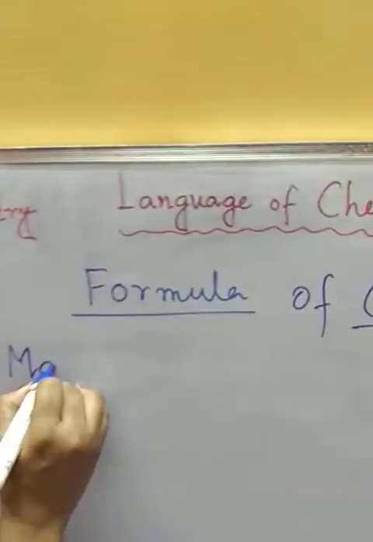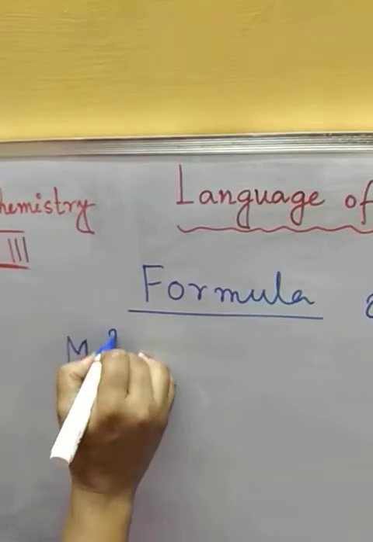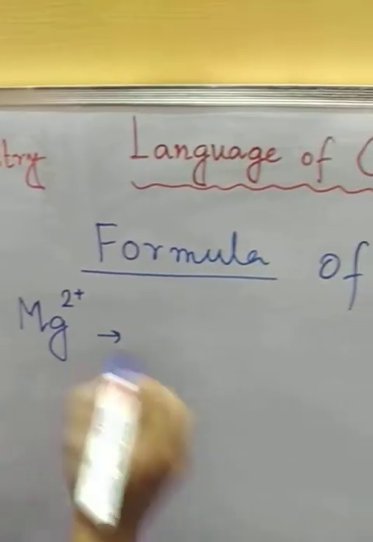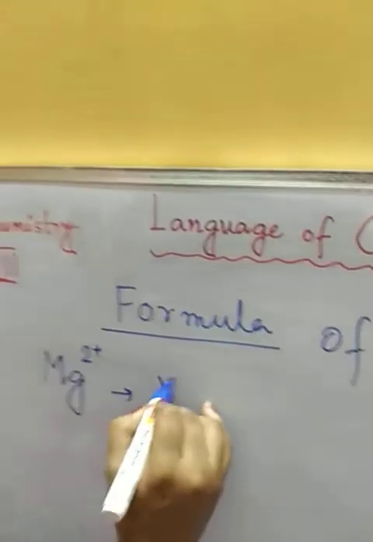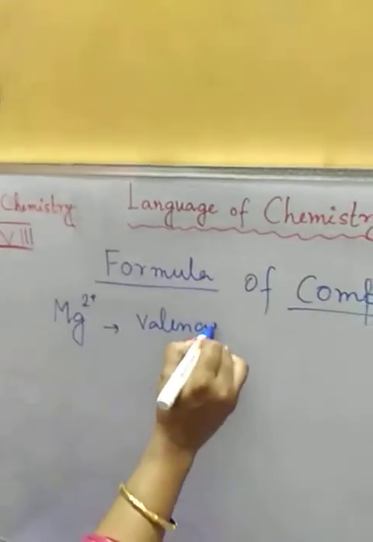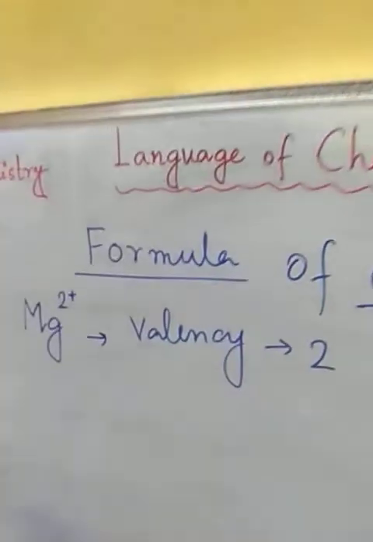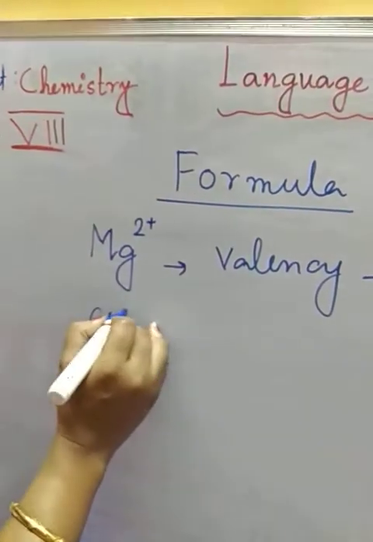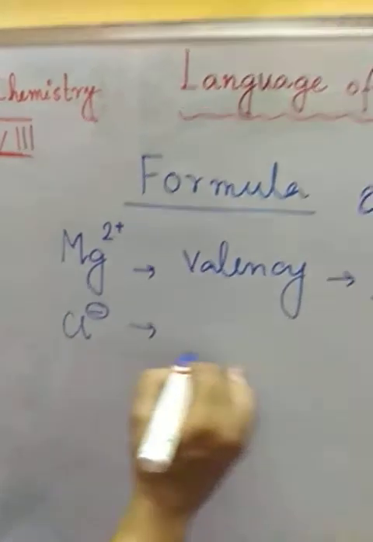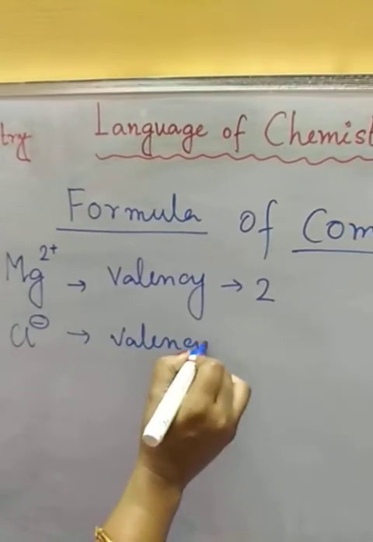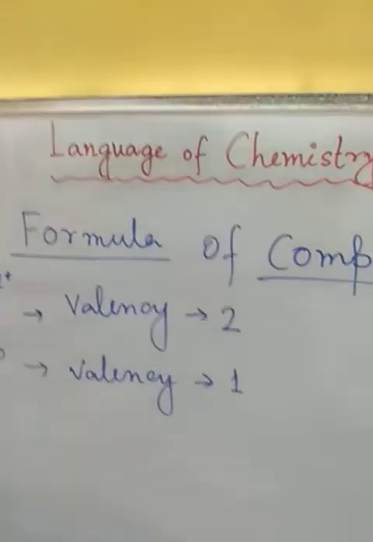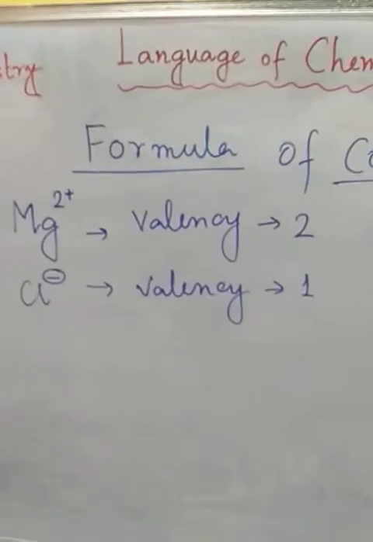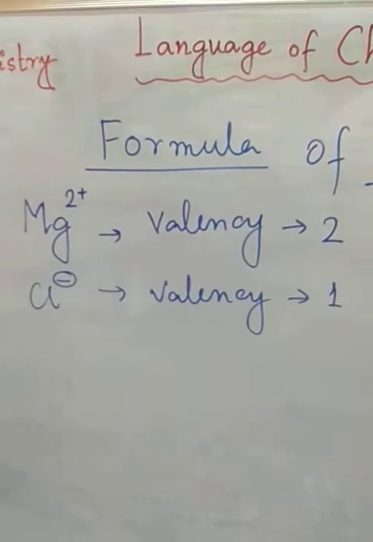Suppose magnesium, Mg. We know magnesium will form the Mg2+ ion. That means magnesium's valency is 2. And if we take chlorine or chloride, its valency, as we have seen earlier, is 1. So when magnesium and chlorine form a compound, what will be the formula of the compound?